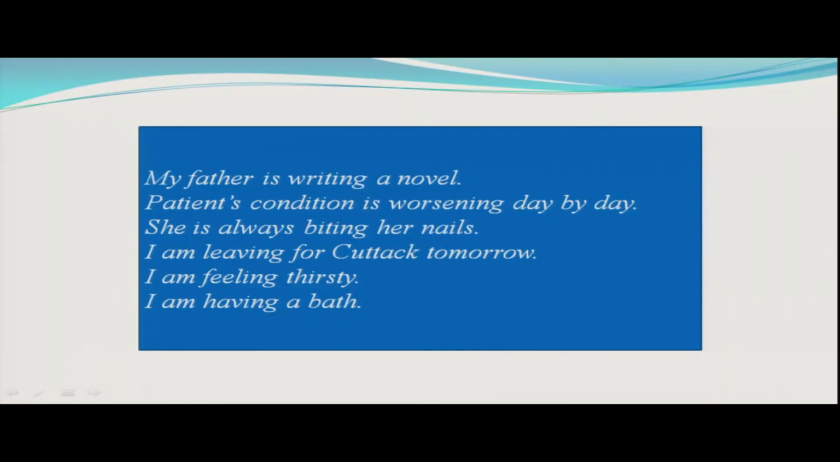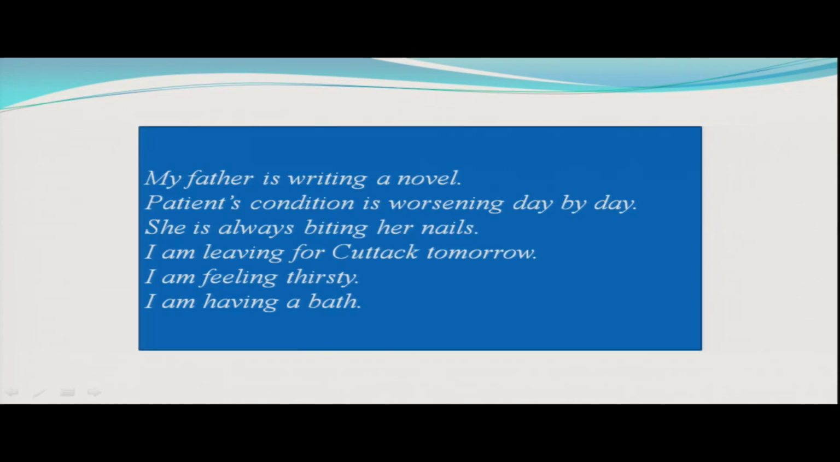Now, children, you have further examples to know about present progressive. My father is writing a novel. Now, in this particular sentence, the writing of the novel is going on now. But my father started writing this novel a little bit in the past also, and he will be doing the work again in future also. So this particular tense form, present progressive, does not belong only to the present time. It has some reference towards past and future.